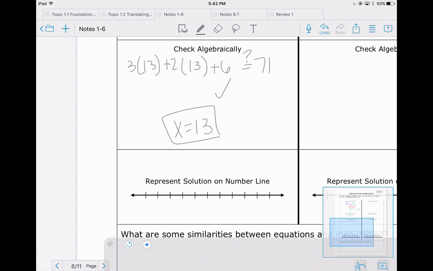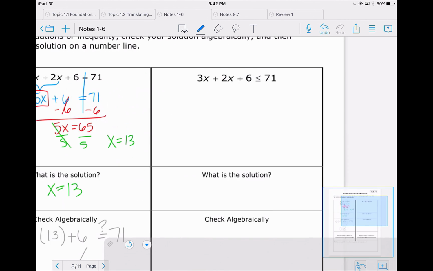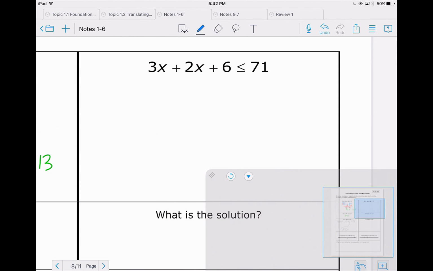To represent this on a number line, if x equals 13, we just have the number 13, and we have one solution. So with equations, we only have one answer that could be x. So x can only be 13 and nothing else. With inequalities, like I said, we solve these the same way.